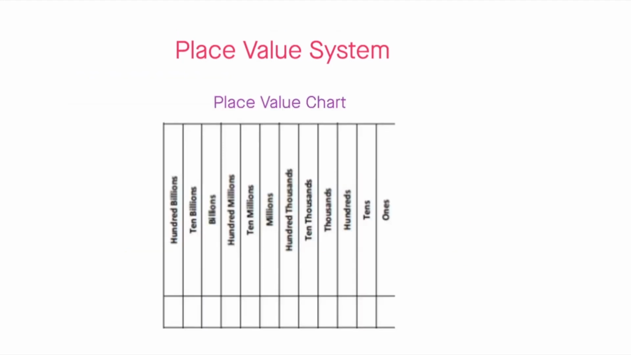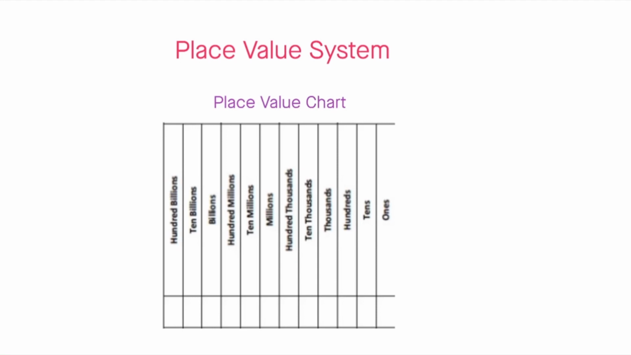Now, there are also thousands, millions, billions, and so on. The value of each place in the place value chart is 10 times the value of the place to the right of it. So for example, tens place is 10 times the ones place, hundreds place is 10 times the tens place, and so on.